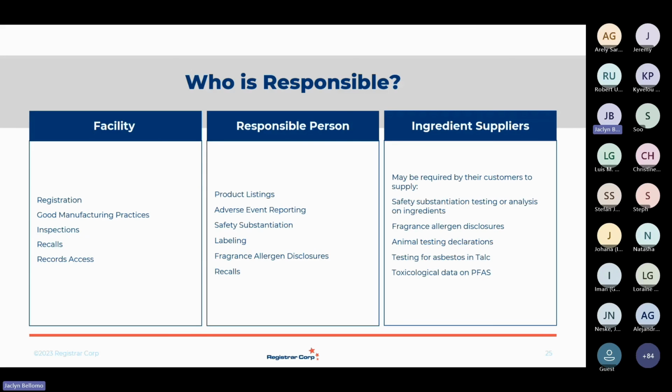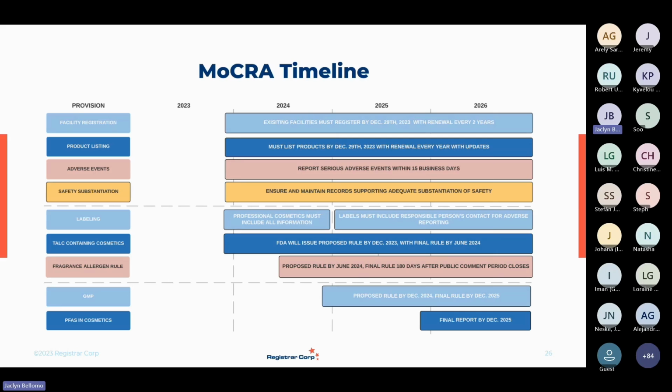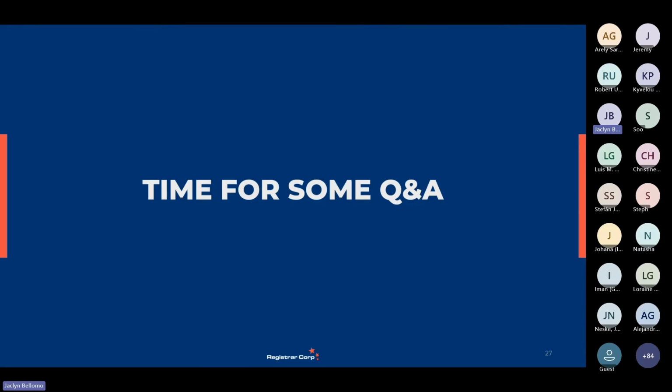And again, everyone's going to get these slides after the presentation, but again, who's responsible? Always important to take a big picture look of who does what under MoCRA. And then, of course, our wonderful timeline that helps us get through the next few years of MoCRA. So I'm going to open up for Q&A. Again, please also reach out and contact us if there's further information. So yeah, let's get back into a few questions.